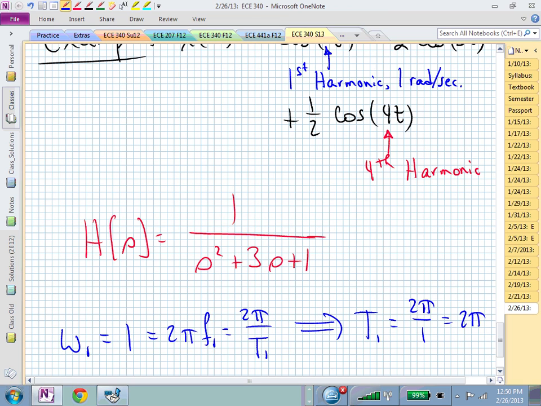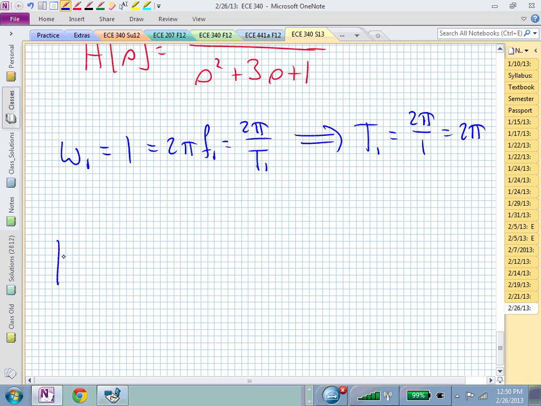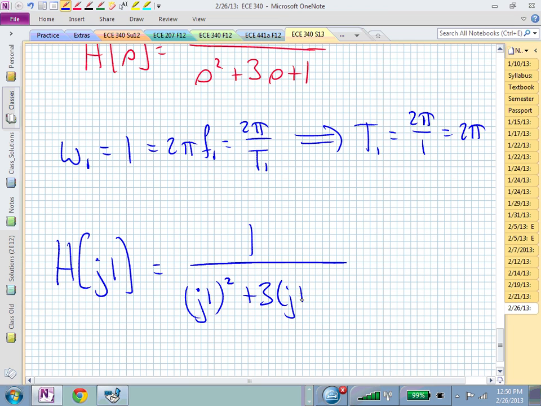What we want to do now is figure out how the magnitude and angle are impacted by that particular linear system, H. And we can do that simply by evaluating analytically, if we want, replacing S with J1, or J omega, where omega is 1. This is now 1 over, we have J1 squared plus 3 times J1 plus 1. The J squared gives us a minus 1. We have a minus 1 plus 1, and we're left with 1 over J3.